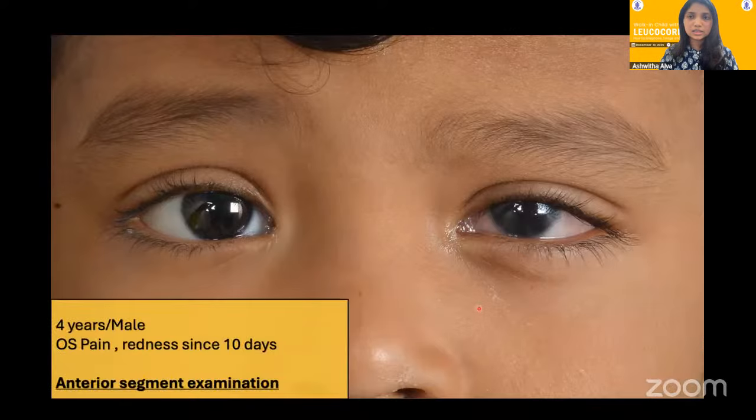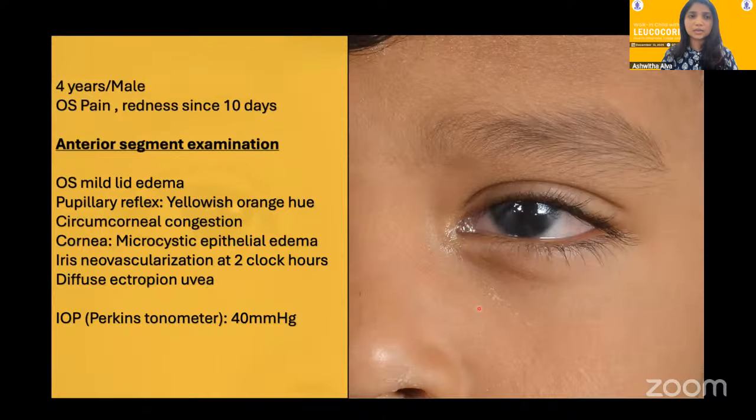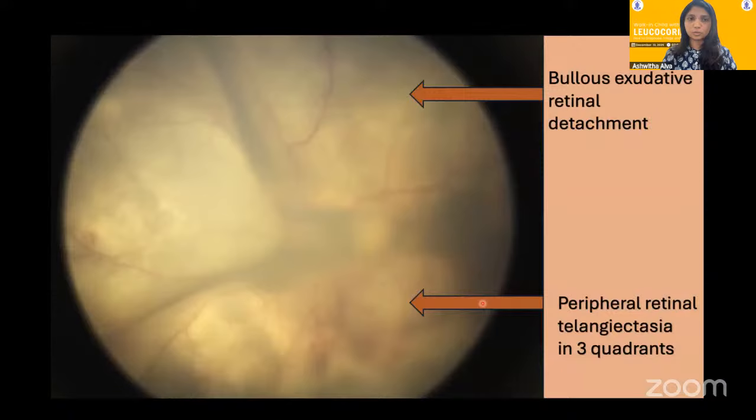The second case is slightly more challenging. This is a 4-year-old male presenting with left eye redness and severe pain since 10 days. On examination, he had both upper and lower lid edema, and a xanthochoria-like picture was also seen in this patient. Circumcorneal congestion was seen, and microcystic epithelial edema was seen. Neovascularization of iris was appreciated in 2 clock hours with diffuse ectropion uvea. Intraocular pressure was elevated and found to be 40 millimeters of mercury on Perkins tonometer.